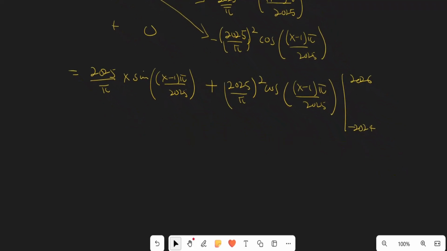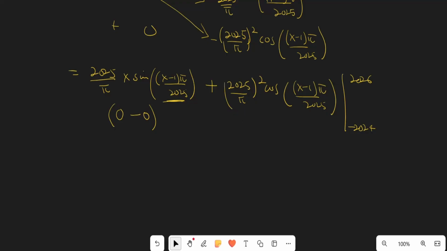And this integral is going to be 0, and I'll explain why it's 0. When you plug in 2026 here as the upper limit, that is going to be 2026 minus 1, which is 2025, which cancels the 2025 at the bottom. So you are just having sine of pi, and sine of pi is 0. So the upper limit is 0. When you plug in negative 2024, that is going to give you negative pi. The angle is going to be negative pi, and sine of negative pi is 0 as well. So it's going to be 0 for the upper limit and the lower limit.